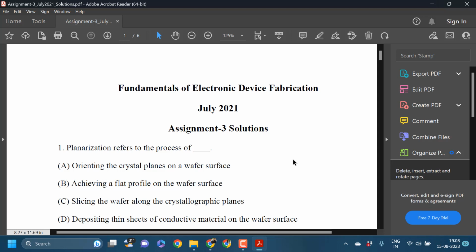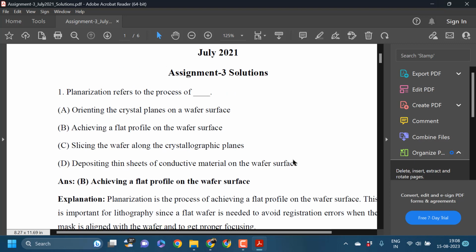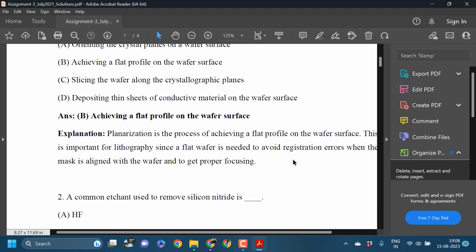So, why do you need planarization? Yeah, so that whenever we are doing alignment, there should be no misalignment when it comes to arranging the layers one on top of the other, and this should not lead to lesser focus, right? So that is why we require a flat profile on the wafer surface.